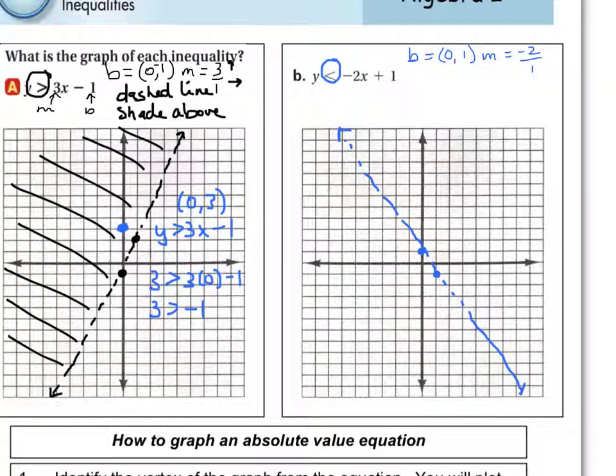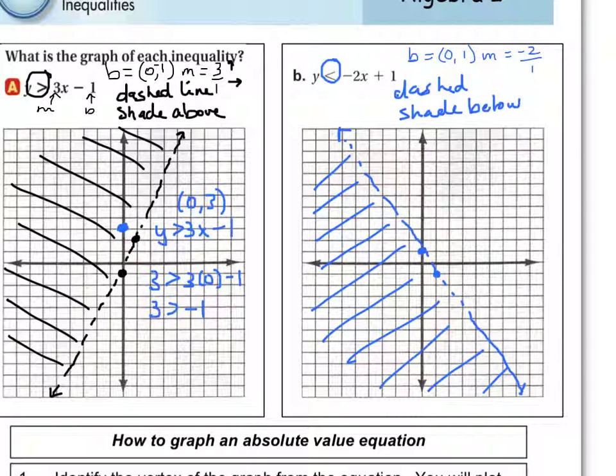Do I shade above or below? It's less than, so I'm going to shade below that line. Again, you can pick a point in that shaded region to test it and make sure it's correct. So this is no different than what we did with linear equations. The only difference is solid or dashed line, and whether we shade above or below. This concludes the first part of section 2.8, linear inequalities. Don't forget to watch the second part of the video as well.